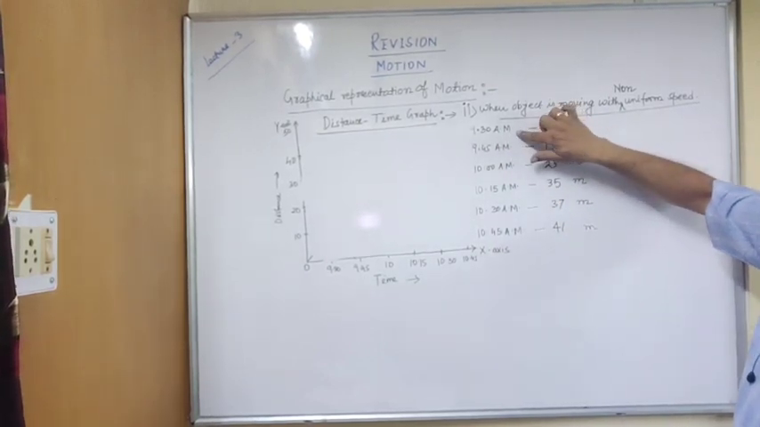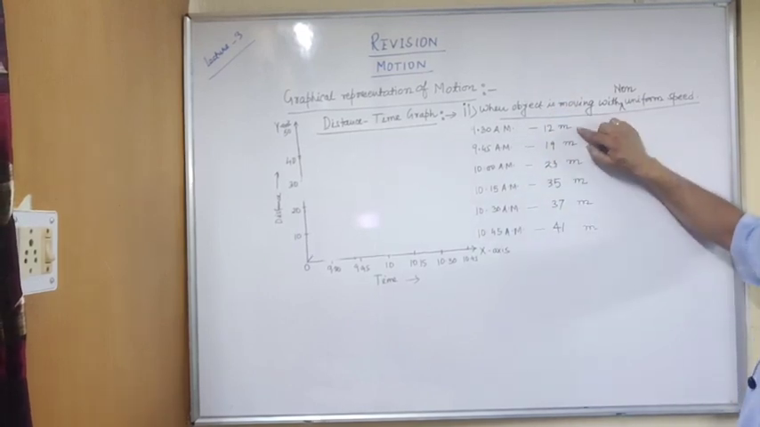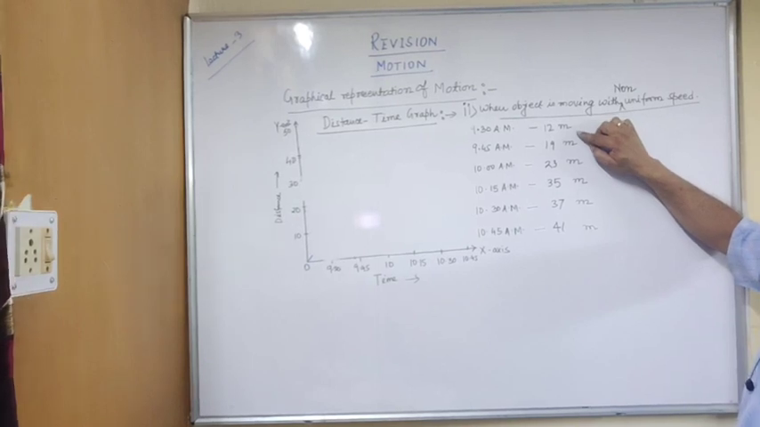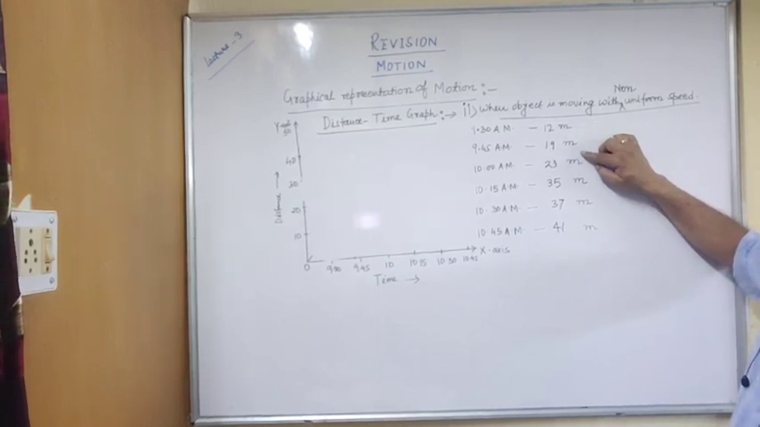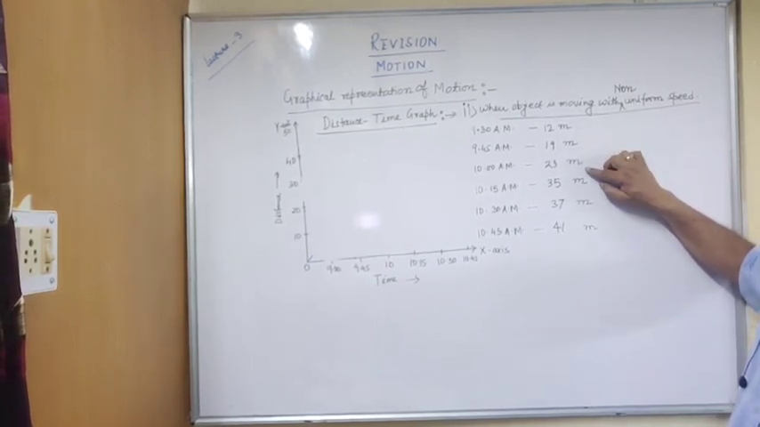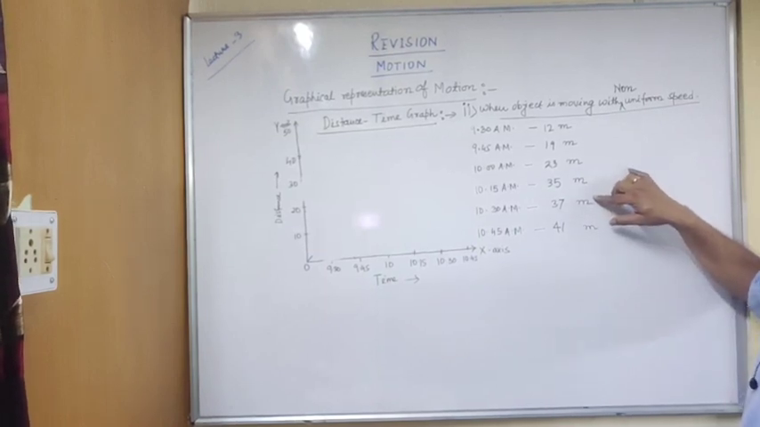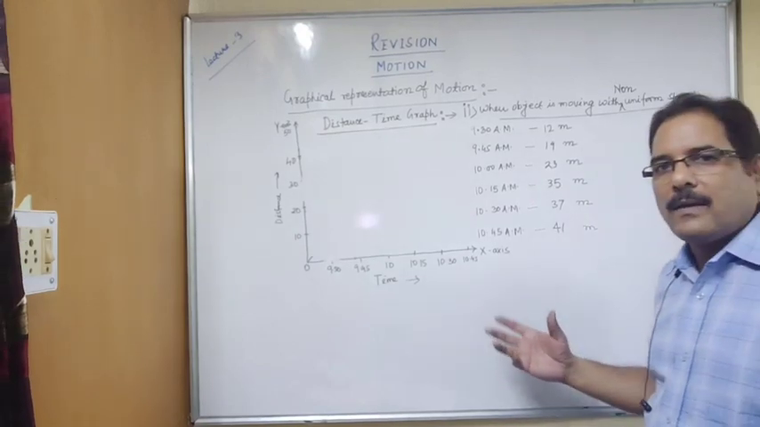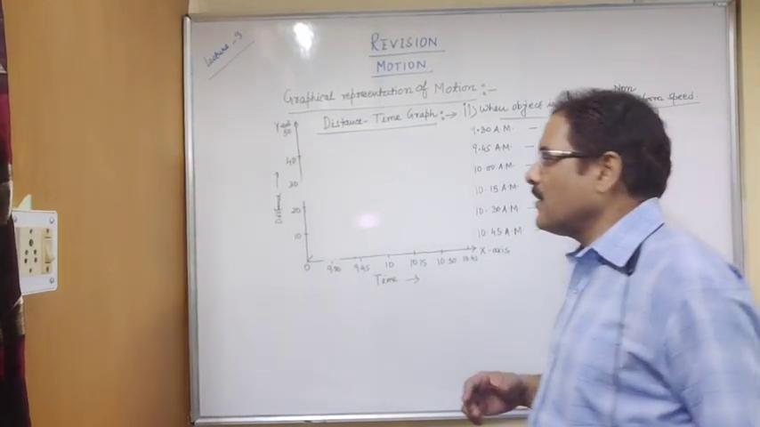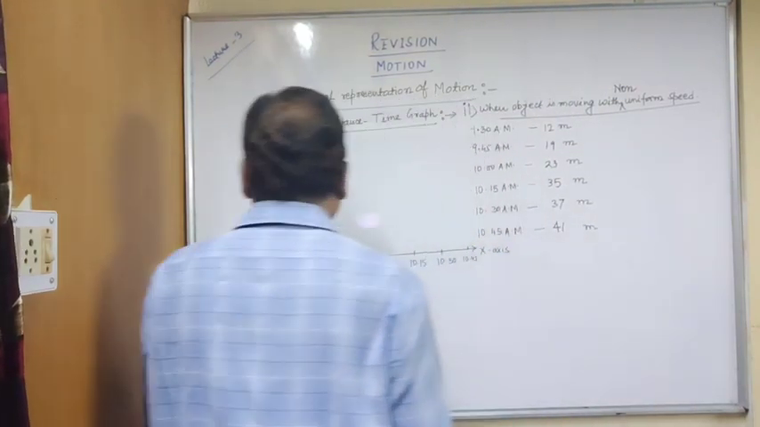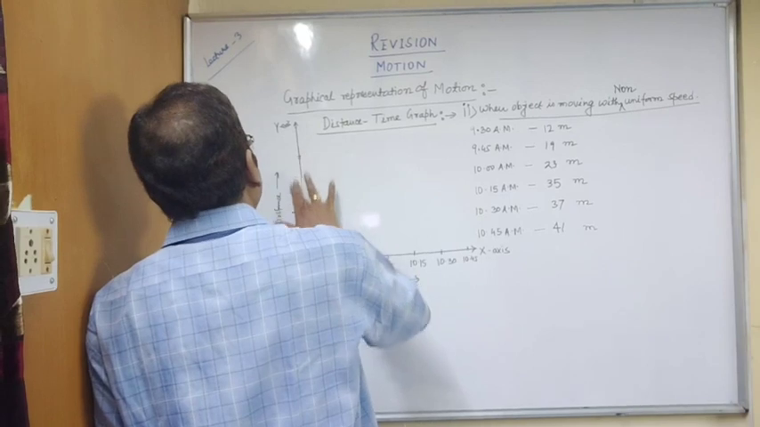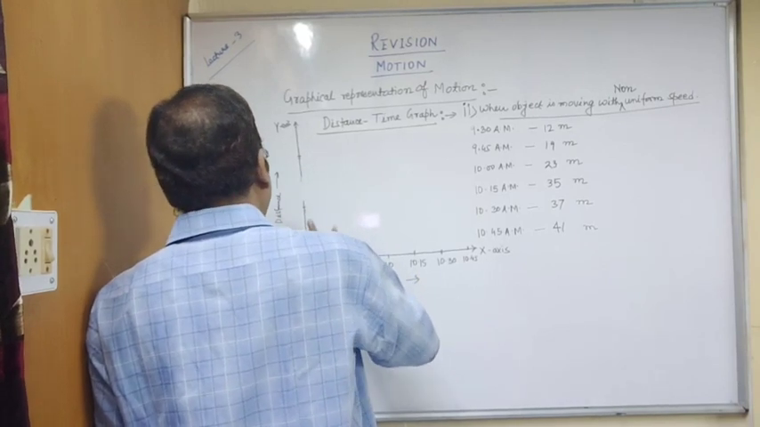The time intervals are of 15 minutes. And the distances are, you see here the difference of these two distances is 7 meter. Here the difference is 4 meter. Here the difference is I think 12 meter. Here the difference is 2 meter. So unequal distances are covered by the object in equal intervals of time. So we will take the distances in a different way now.